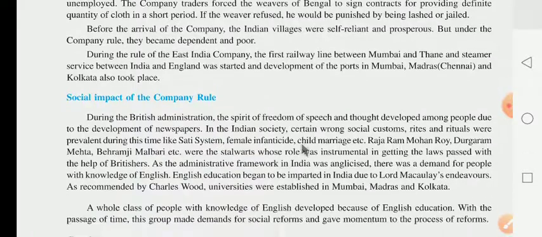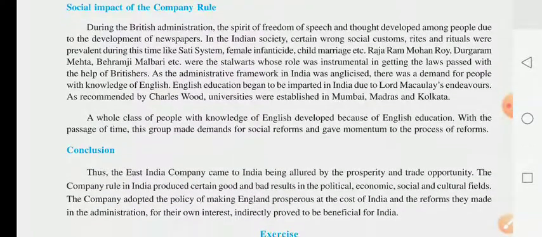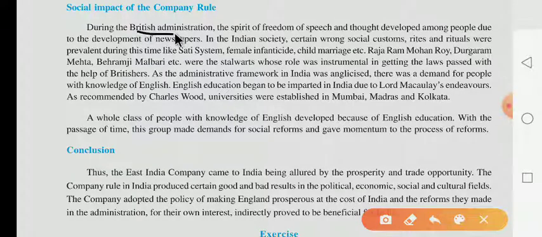Our next topic is the social impact of the company rule. During the British administration, the spirit of freedom of speech and thought developed among the people due to the development of newspapers. Now what happened there? During the British administration, the spirit of freedom of speech and thought developed among the people due to the development of newspapers in India.